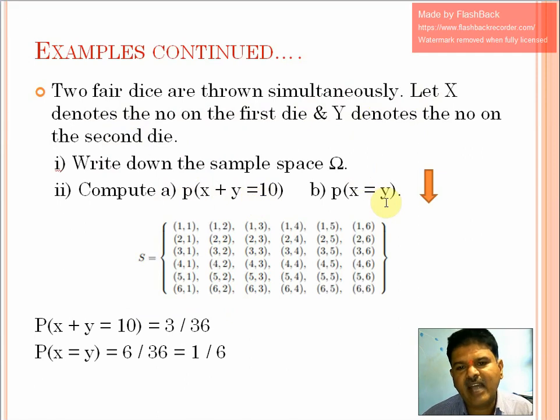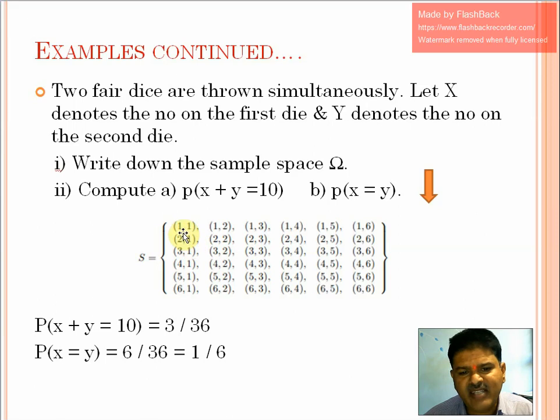Two fair dice are thrown simultaneously. When one die is thrown, the total number of cases becomes 6: 1, 2, 3, 4, 5, 6. But when two fair dice are thrown simultaneously, the total number of cases becomes 6 square, so that is 36. So what is the sample space in this case? The sample space becomes (1,1), (1,2), and likewise (1,6), and finally (6,1), (6,2), (6,3) and (6,6). So these are the 36 possible cases.